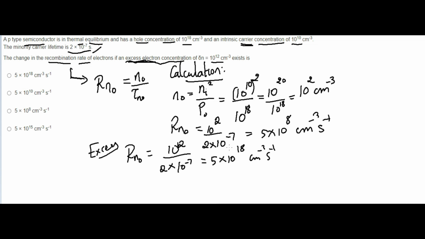When you compare these two values, automatically the excess dominates. So excess dominates means I just get the answer 5 into 10^18. You have to make a tick mark over there.